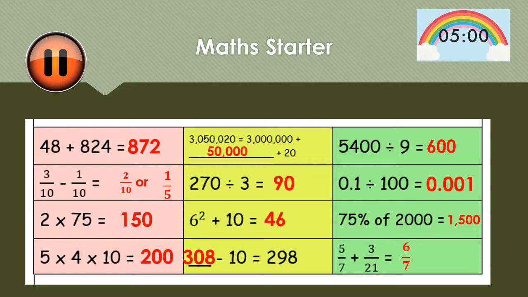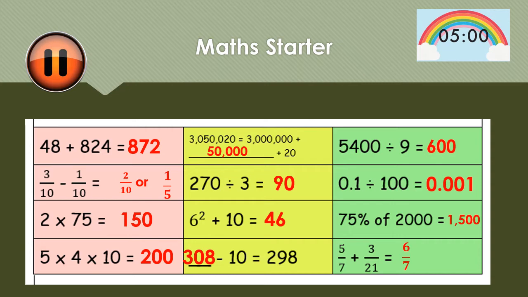We know when it's all the same operation, we just work from left to right. Whereas when there are different operations, we need to follow the laws of the order of operations. But otherwise, if it's the same operation, just work from left to right. 3,050,020. Now that's a large number, so I hope you read it correctly. And the missing number there was 50,000. So the key there is to read it correctly. As long as you've read the number correctly, you'll be able to write down the missing number easily.